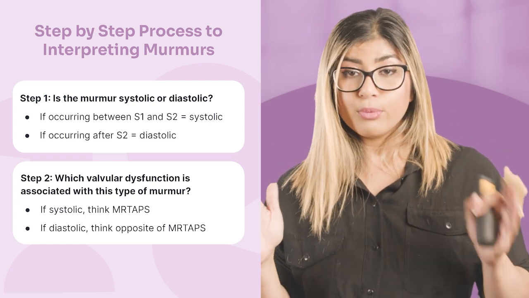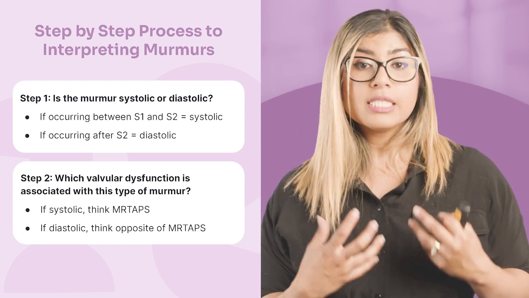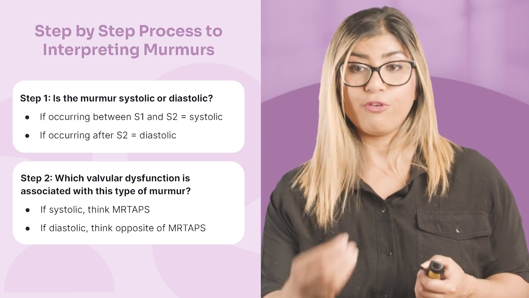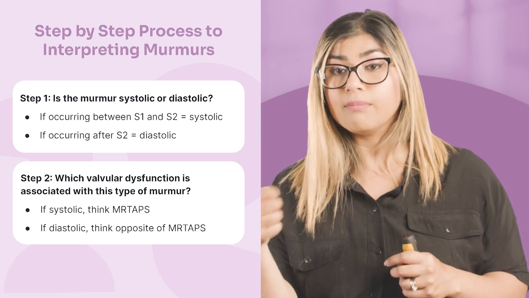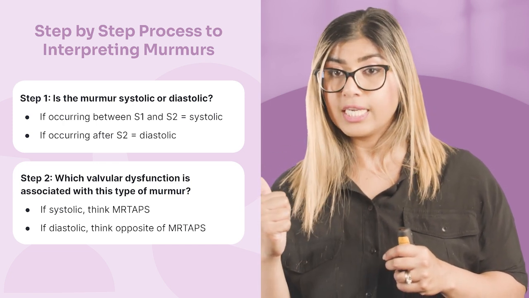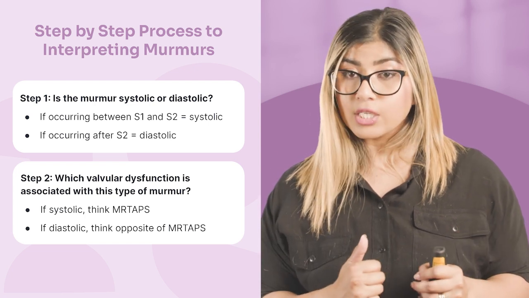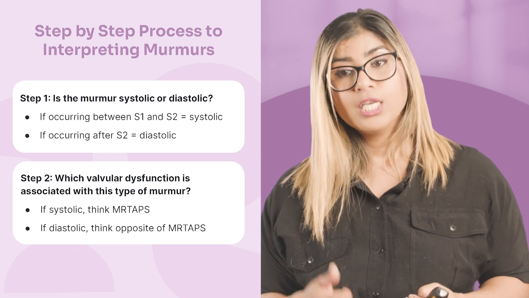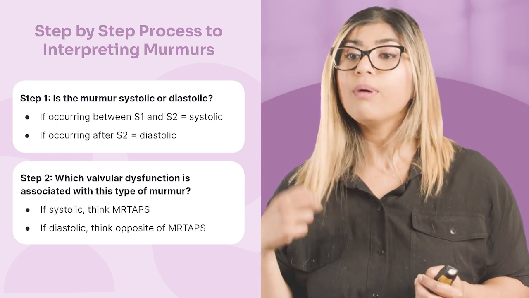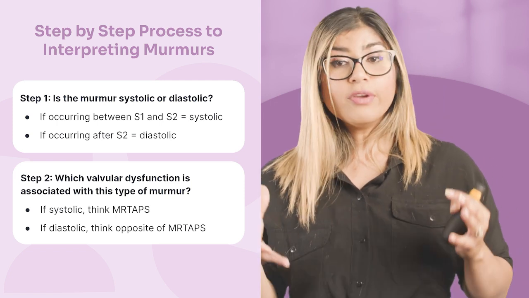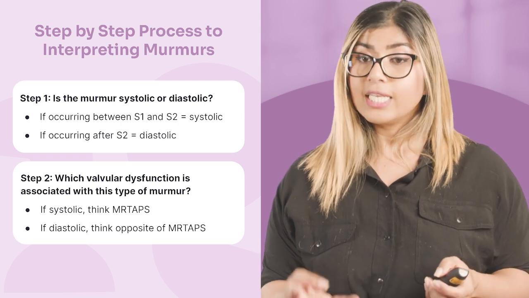Once you've worked out if the murmur is systolic or diastolic, you need to try to figure out which valvular dysfunction is associated with this type of murmur. So if it's systolic, we think Mr. Taps. So it could be mitral regurgitation or tricuspid regurgitation, or it could be aortic stenosis or pulmonic stenosis. If it's diastolic, we think the opposite of Mr. Taps. So we think it could be mitral stenosis or tricuspid stenosis or aortic regurgitation or pulmonic regurgitation. Once you have determined if the murmur is systolic or diastolic, you are left with 4 potential valvular issues.